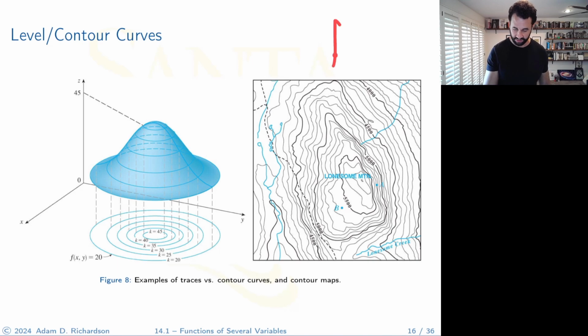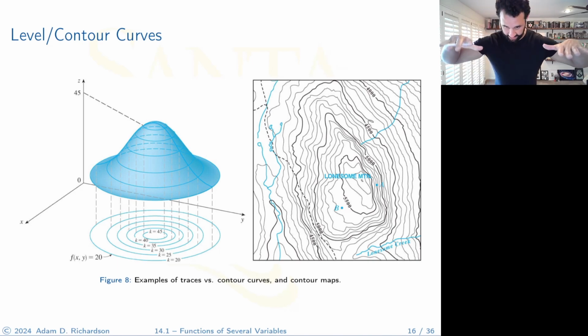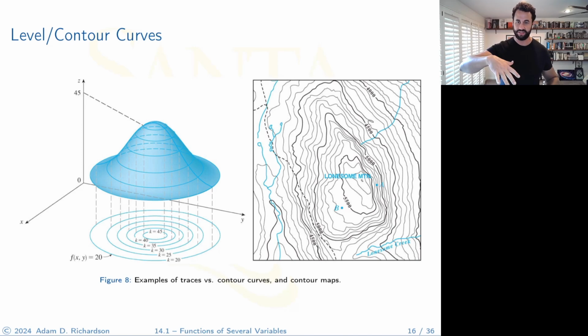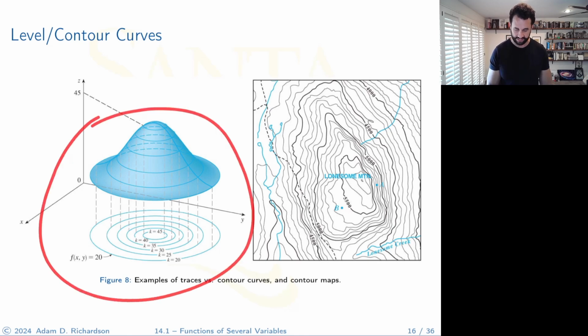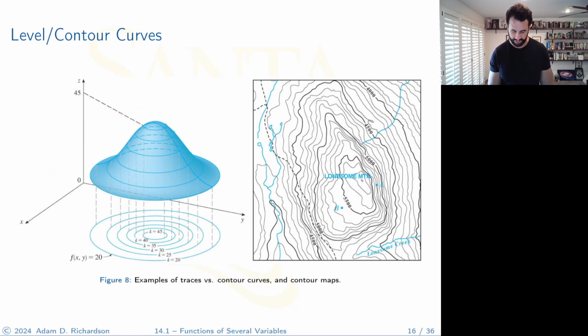So right now we're basically looking down onto the mountain like that, right? And we're slicing the mountain at different heights and then projecting those curves of intersection down onto the XY plane. Here's a nice kind of isometric view. So here is the surface. This is the graph of our function, f of x, y. You can slice it at different heights, and then you get these circular traces in space, these circular cross sections.